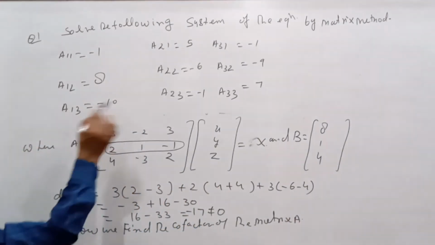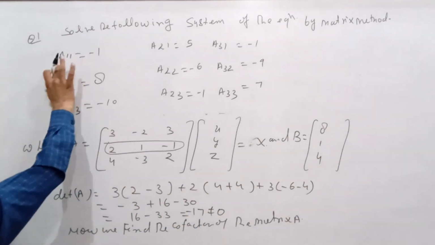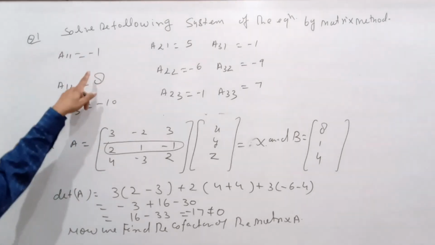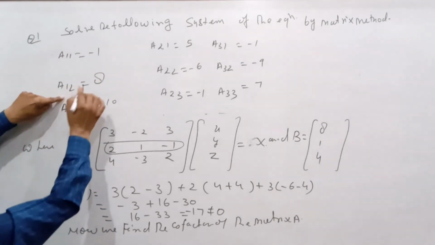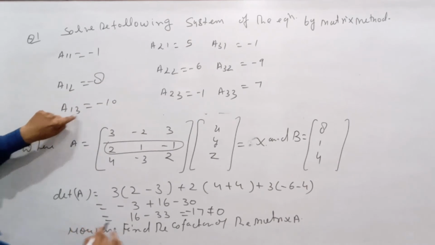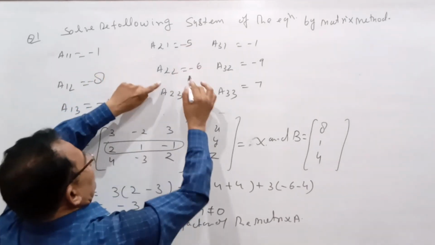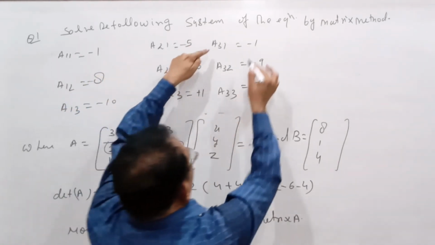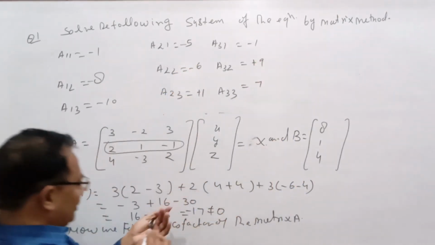How will we change them into cofactors? That is, 1 plus 1 is even, no change. Minus 8, no change. No change, no change, and so on.